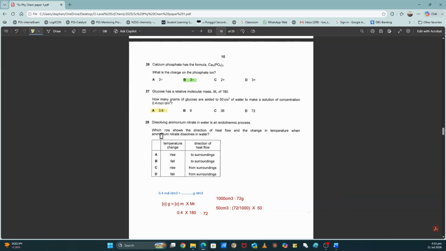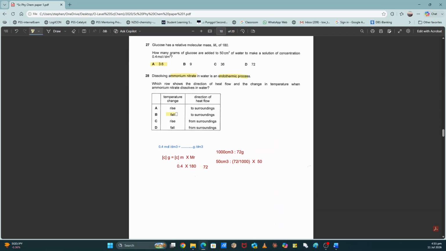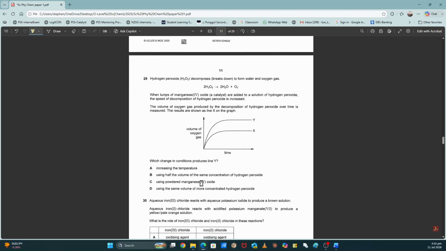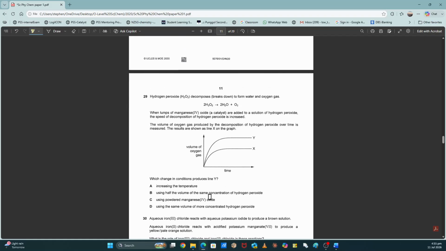Let's go to 28. Dissolving ammonium nitrate is endothermic. Endothermic means there's a drop in temperature. If it is a fall in temperature, did the heat flow to the surrounding or flow from the surrounding? The loss in heat is because the heat flows from the surrounding into the cup, into the beaker. That is why when you measure the temperature of the reaction, there's a drop. 29. Okay, I need to go faster.